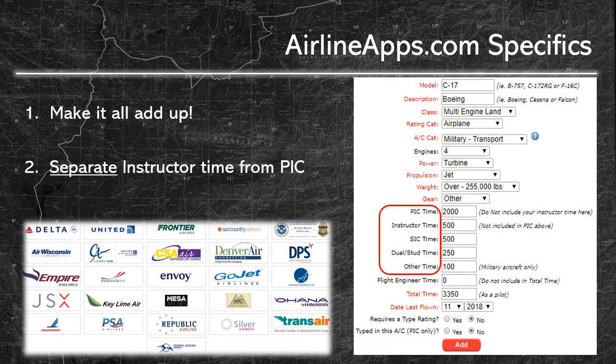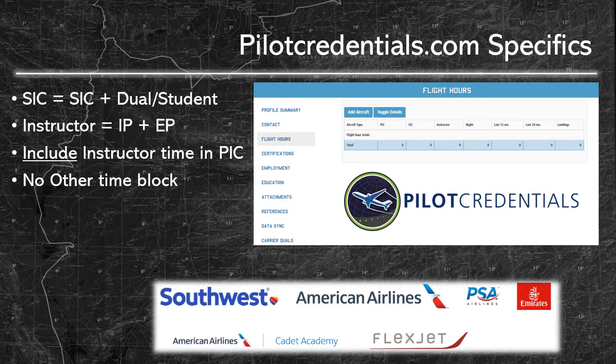Now, let's look at the other major airline application site because there are important differences you need to consider. PilotCredentials.com hosts application services for Southwest and American Airlines. They also used to host for FedEx, and although FedEx has since created their own application site, their accounting logic is built on the Pilot Credentials accounting model. The biggest difference between AirlineApps.com and PilotCredentials.com is that the PIC input field must include both your Basic Aircraft Commander PIC as well as your Instructor PIC.